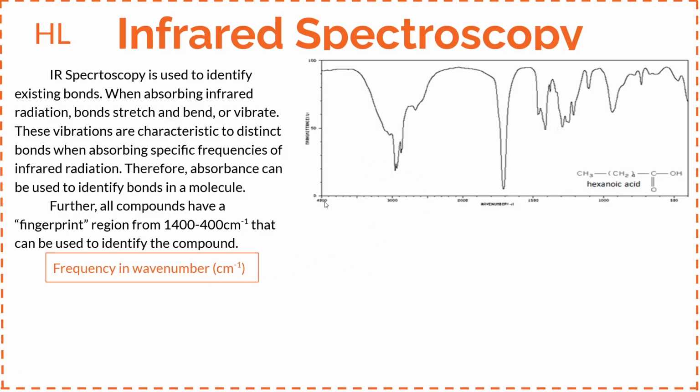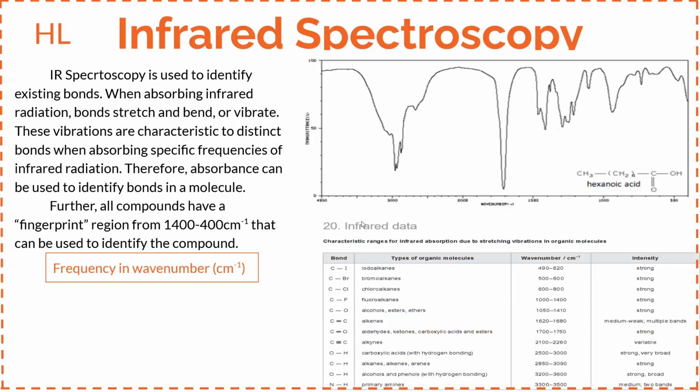If we were to look at the infrared spectrum of hexanoic acid, none of this means anything to us yet. But if we look at section 20 of the data booklet, we can see wave numbers on the x-axis and the transmittance on the y-axis, which just means how much of it gets through.